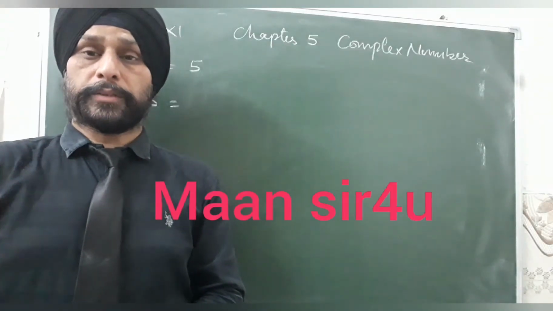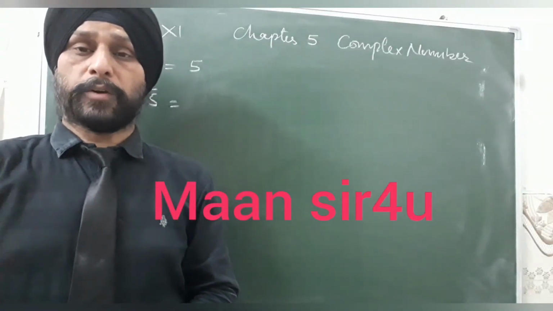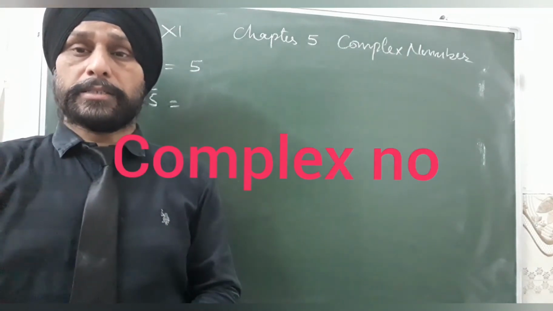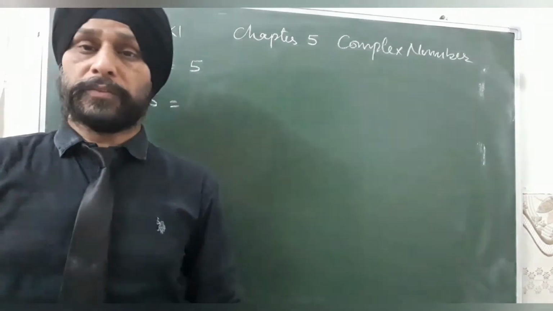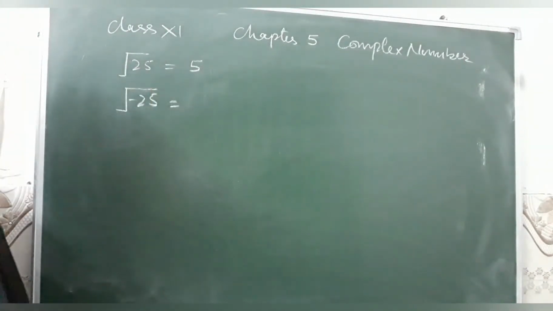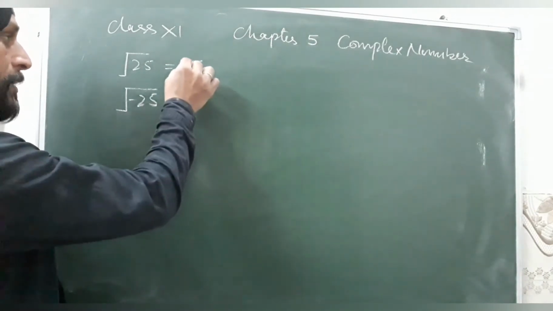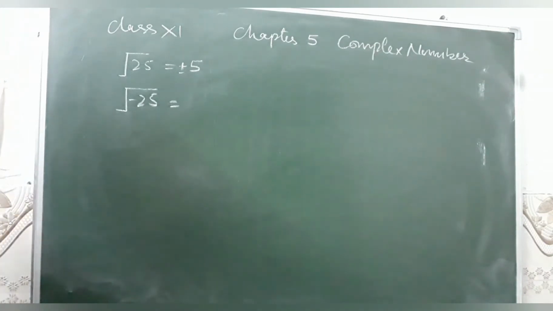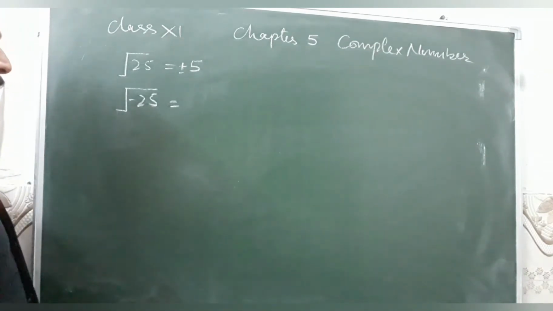Today we are going to discuss chapter 5, Complex Numbers, class 11th. Let me discuss the basic concept and basic theme of this chapter. We are given the question square root of 25. No doubt the answer is plus minus 5. Right, student? Now in case you have the square root of minus 25.